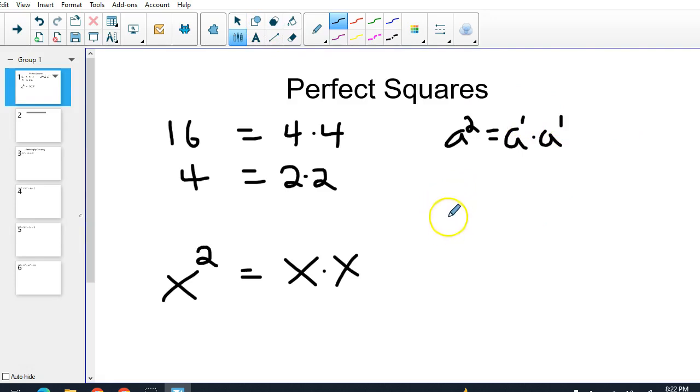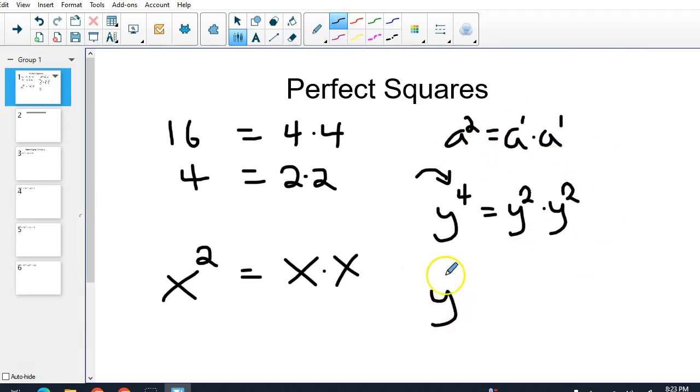So another example of this could be if we had y to the 4th power. Well, y to the 4th power is equal to y squared times y squared, right? So y to the 4th power would be a perfect square. So any even power will be a perfect square because we can break it down into a variable times a variable that are the same. So like for instance, if we had y to the 100th power, that would just be y to the 50 times y to the 50.